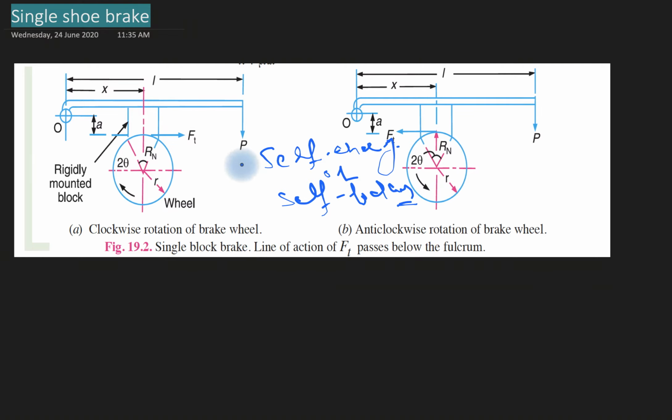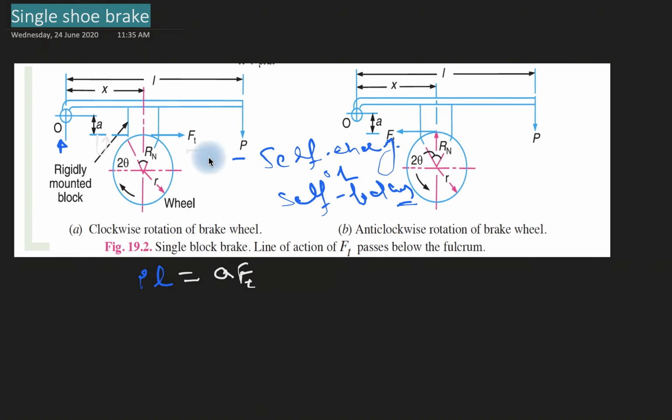First we should know how to write the equation for moment. Moment we will always write about the fulcrum point O. So the moment of P about the fulcrum is P into L. P into L is equal to the moment of this Ft about O, which is A into Ft. It is also in clockwise direction, so I can write plus. Sorry guys, this is in anti-clockwise direction. So here it will come A into Ft.